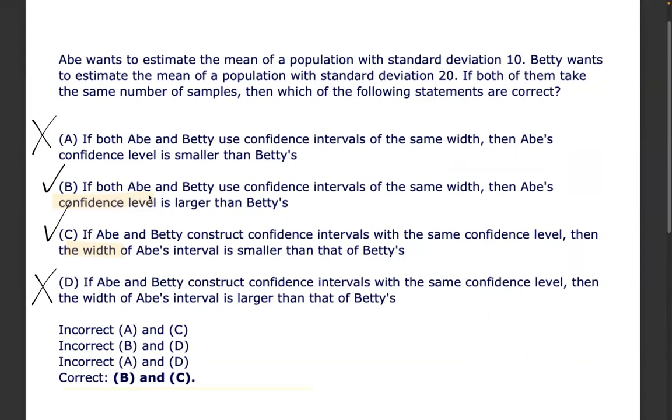So if both Abe and Betty use confidence intervals of the same width, then Abe's confidence level is larger than Betty's. And that's because Abe has the smaller standard deviation. And then here, this is also true. If Abe and Betty construct confidence intervals with the same confidence level, then the width of Abe's interval is smaller than that of Betty's.